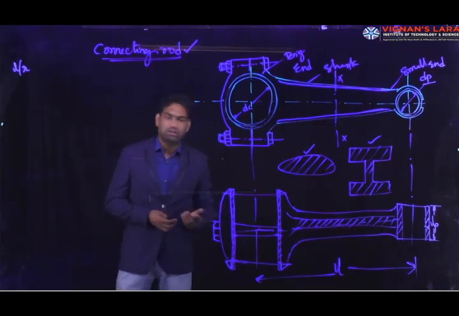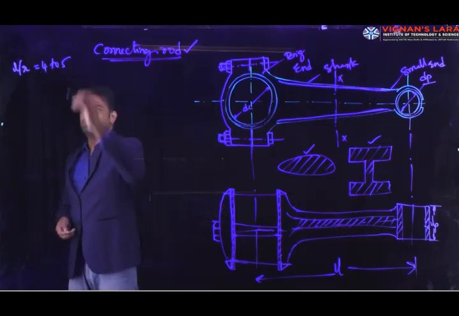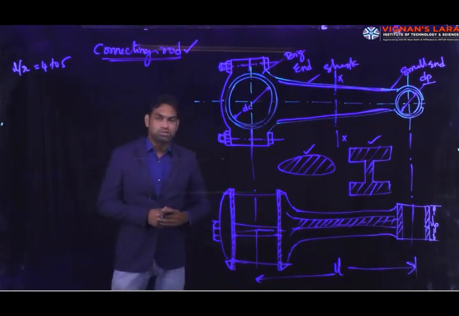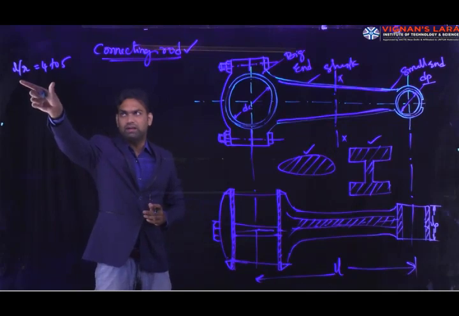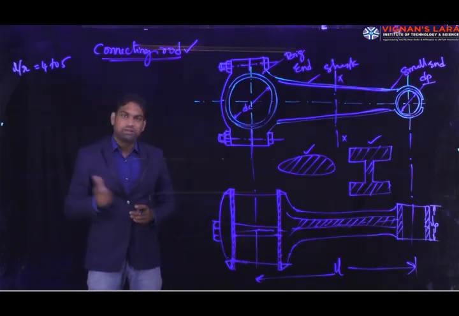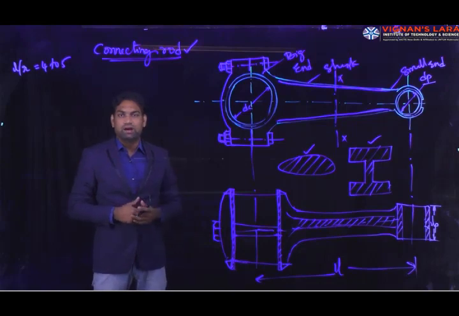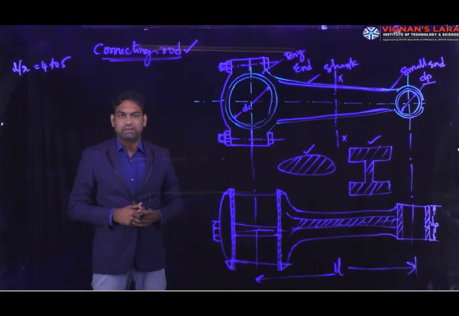For that reason, the L by R ratio is kept between 4 to 5 times, so that it is the best possible length. This way it does not compromise the height of the engine cylinder, and gives an optimum side thrust acting on the piston against the cylinder.